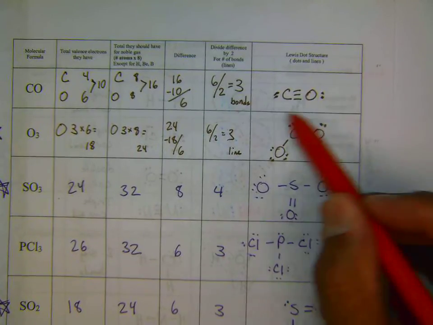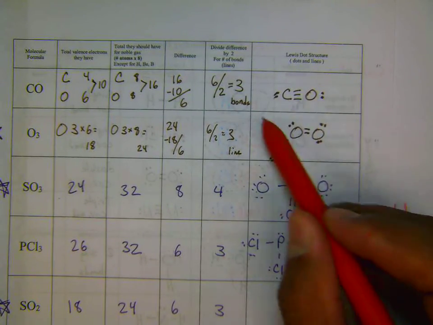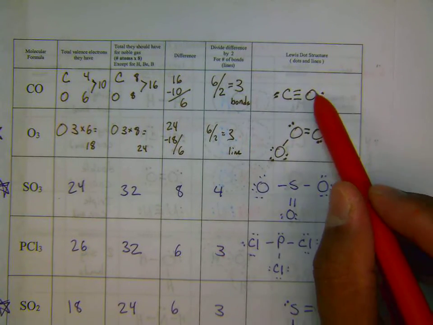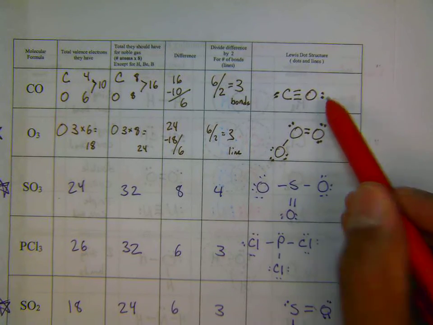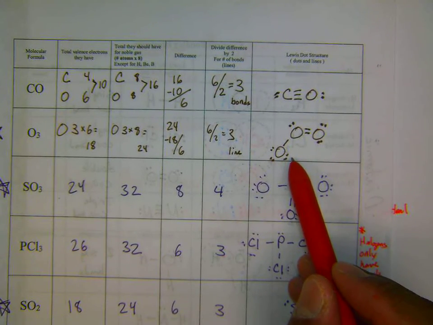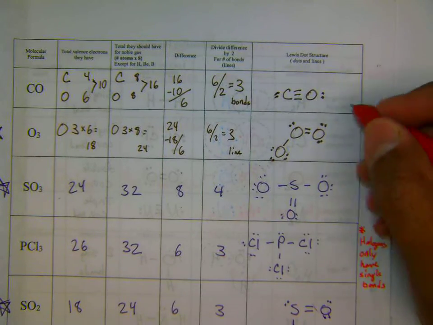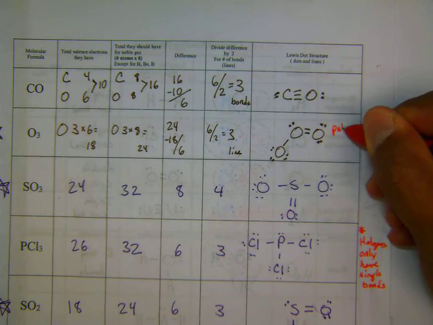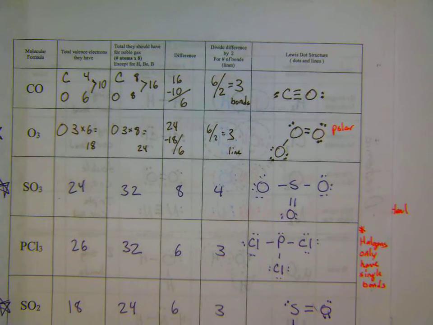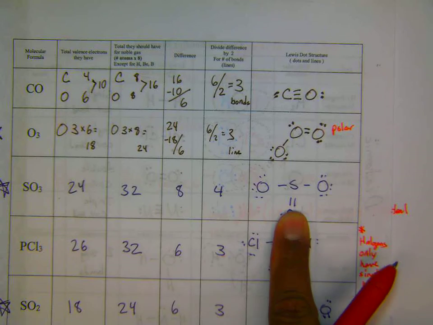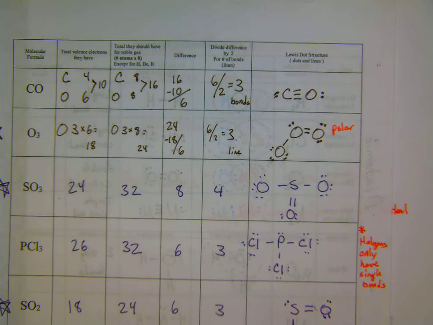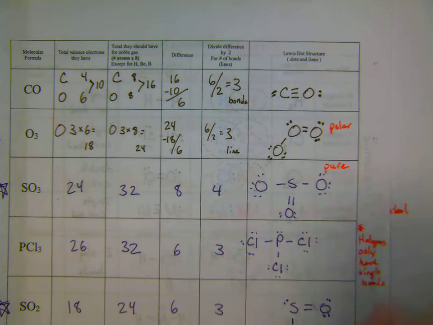Okay, so let's look at our homework. Does this have a central atom? Is there an atom in the middle? No, it doesn't have a central atom, so we'll skip this. What about this one? Does this have a middle atom? Yeah. Does it have dots on the central atom? Yes. So this is polar or pure? Polar. This one right here, SO3. Does the central atom have any dots? No. So polar or pure? Pure.